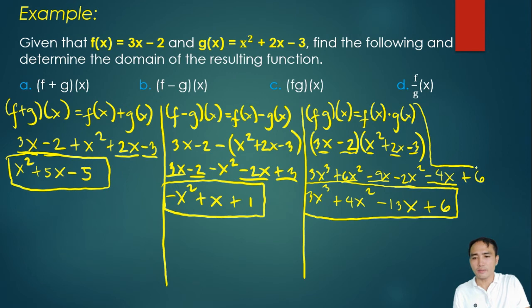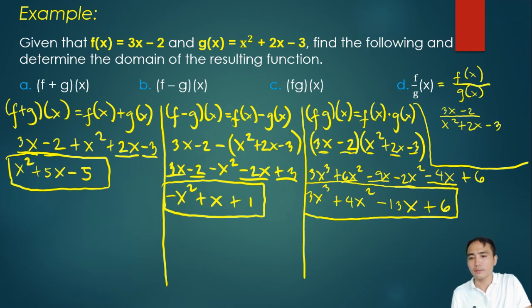Letter D, that is the quotient of two functions. So this is equal to f of x over g of x. Our f of x is 3x minus 2, and our g of x is equal to x squared plus 2x minus 3.